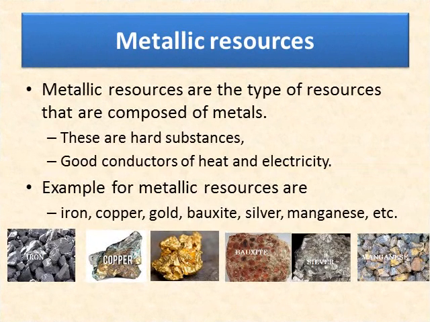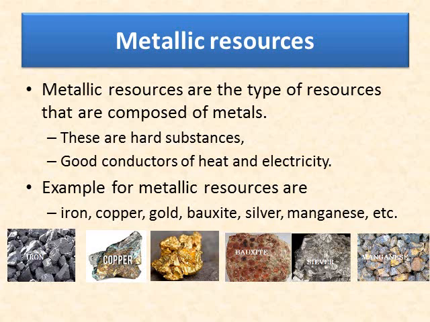Metallic resources are the type of resources that are composed of metals. Children, you had already learned that metals are hard substances and they are very good conductors of heat and electricity. They are shiny in nature and they can be molded, or they are malleable. They are ductile. Ductile means they can be drawn into thin wires. So many properties are there for the metals which are unique to them.